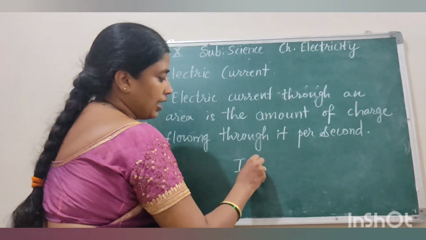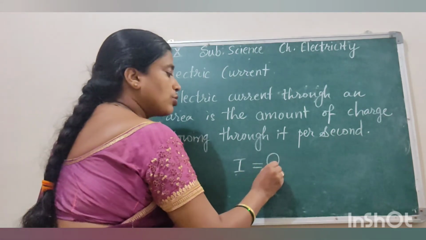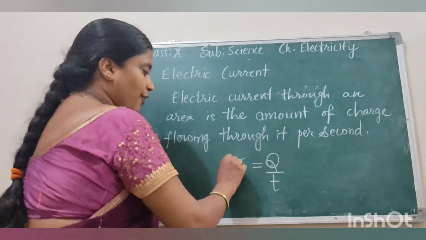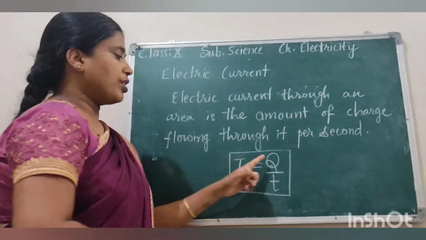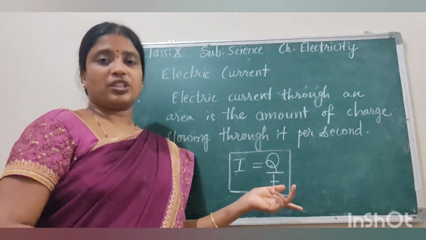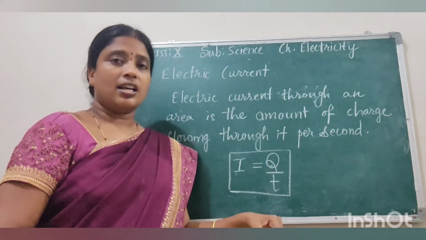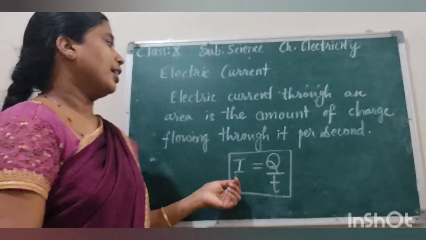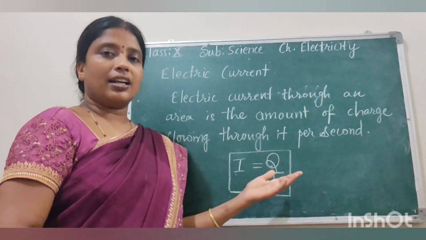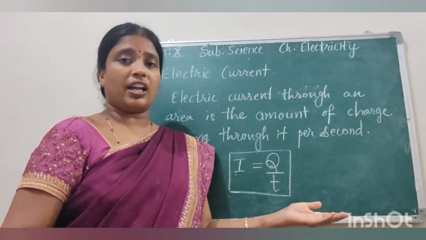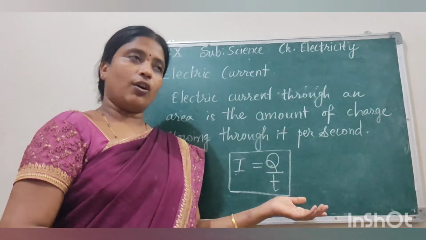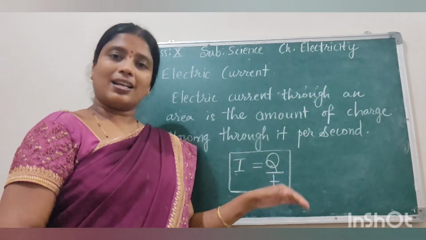So the formula for the current is represented by I. So I is equal to Q by T. Means from this only you can see, if number of charges are more, Q is for charge, T is for time. So in a unit time, if more number of charges flow, it will constitute more current. If less number of charges flow, it will constitute less current. Because as you know now, if a conductor has more free electrons, then we can say that it has more charges, so through that more current will flow, and if a conductor has fewer electrons, through it less current will flow.